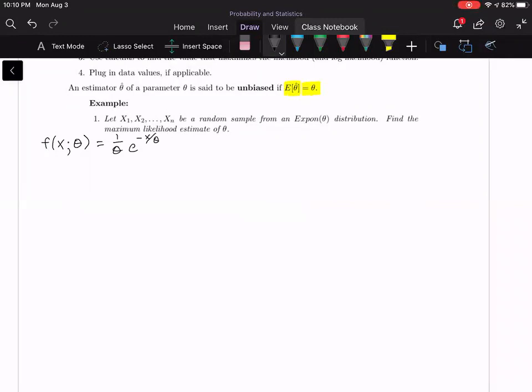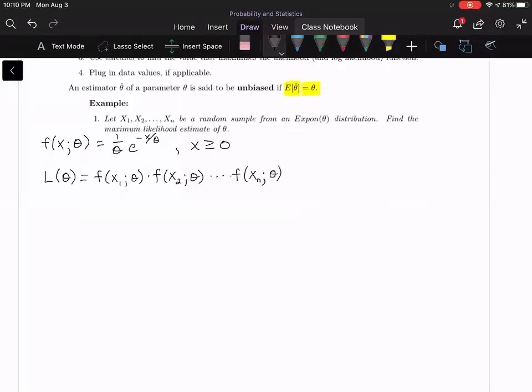This is your exponential distribution. And the support is x is from 0 to infinity, so it's greater than or equal to 0. So that's our PDF. The likelihood is going to be f of x1 times f of x2 times f of x3, 4, 5, up through f of xn.